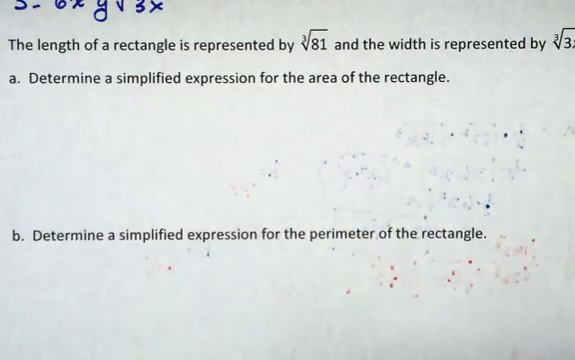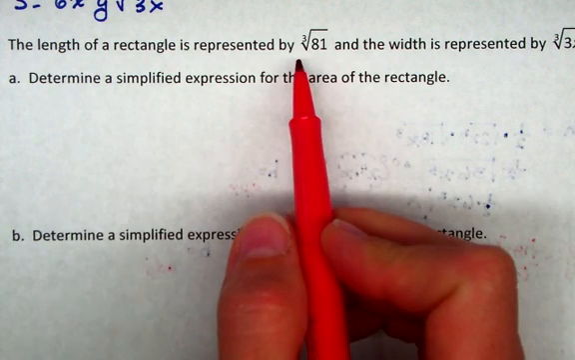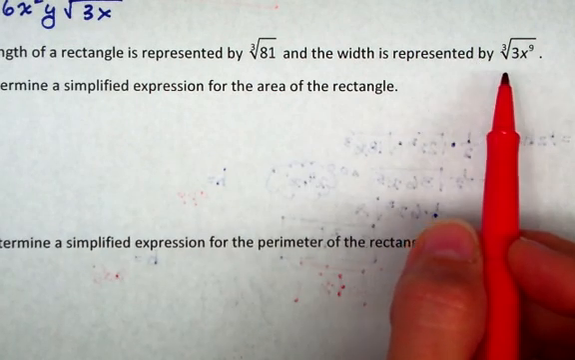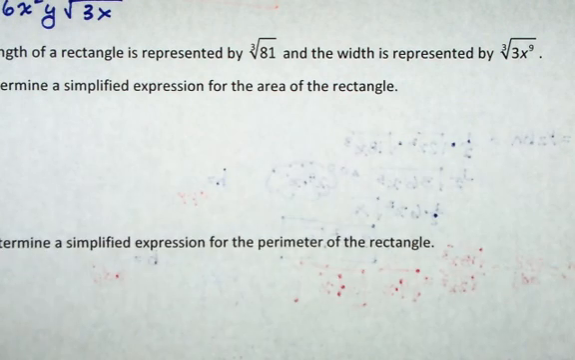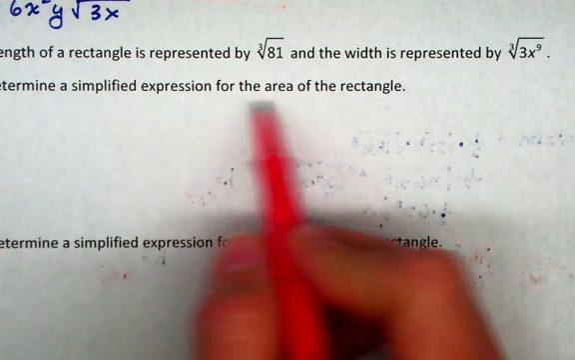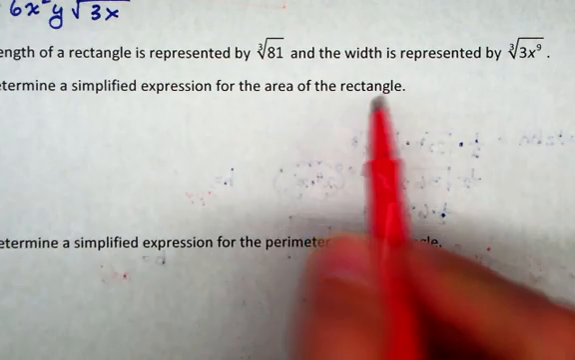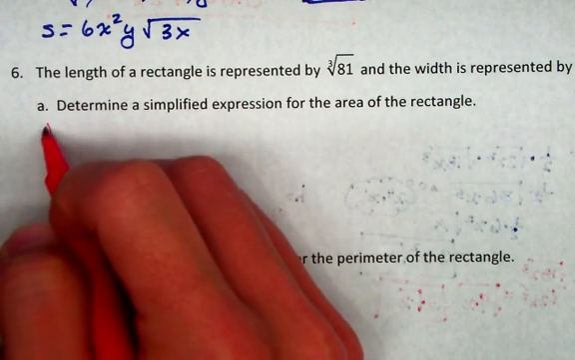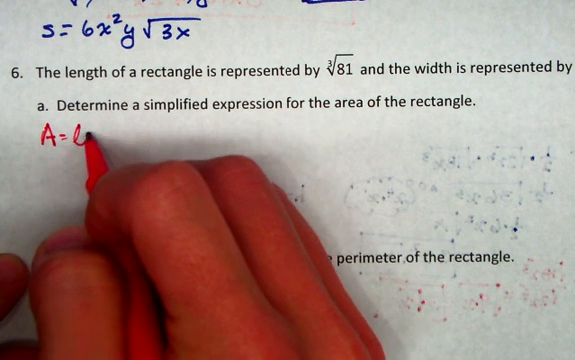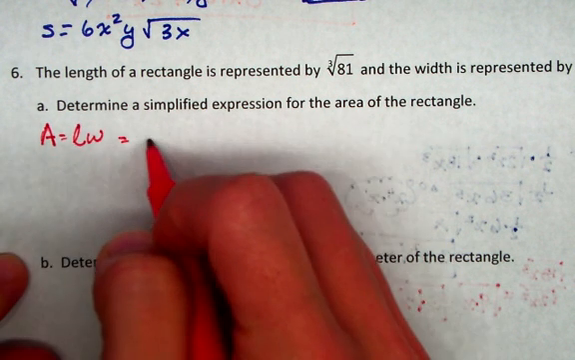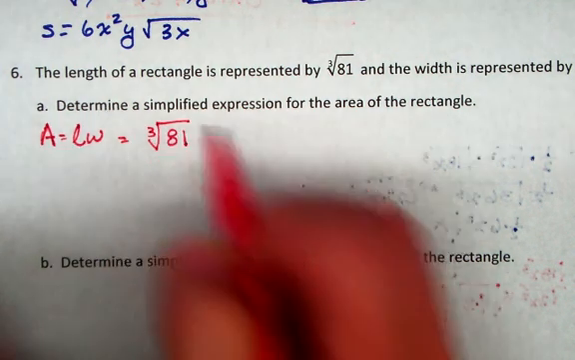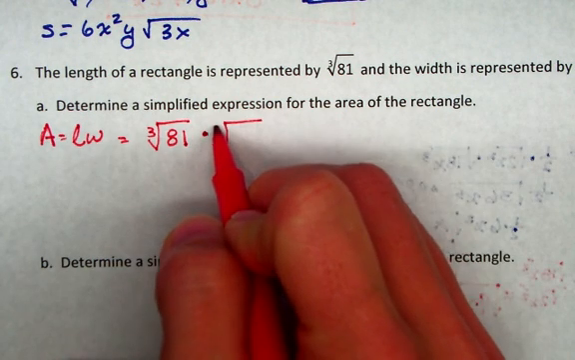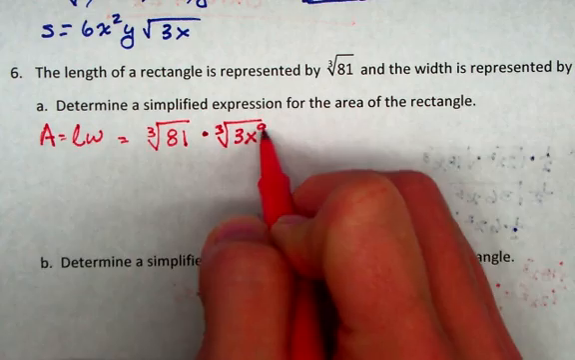All right, so we have the length of a rectangle is represented by the cube root of 81, and the width is represented by the cube root of 3x to the 9th, and we want to determine an expression for the area of the rectangle. Okay, so we know that the area of a rectangle is length times width, and if the length is the cube root of 81, and the width is the cube root of 3x to the 9th.